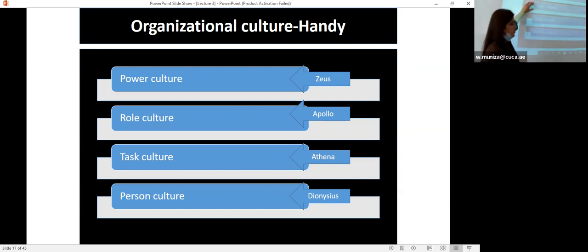What is a role culture? The organization's persons are going to defend their tasks, defend their role by job description. Whatever is written in the job description, they have to follow that. Apart from that, they will not be going. They will be having all of their focus on their role.